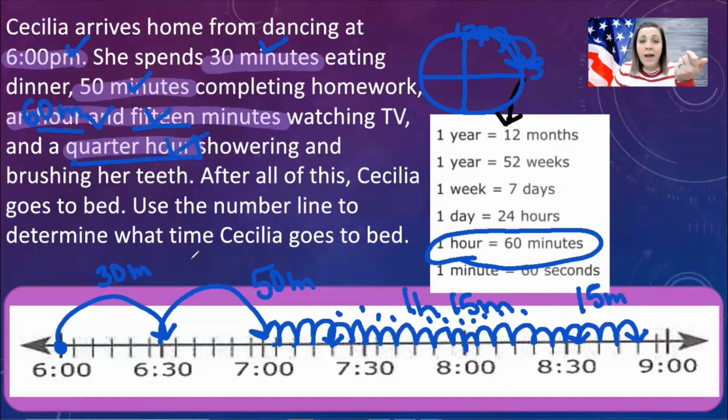And now all we have to do is look at where we landed on the number line, and that's going to tell us what time she went to bed. So here's 8:30 and here's 9 o'clock. So we know it was somewhere in between. So we have 8:30, 8:35, 8:40, 8:45, 8:50. So Cecilia went to bed at 8:50 p.m. Good job, boys and girls.